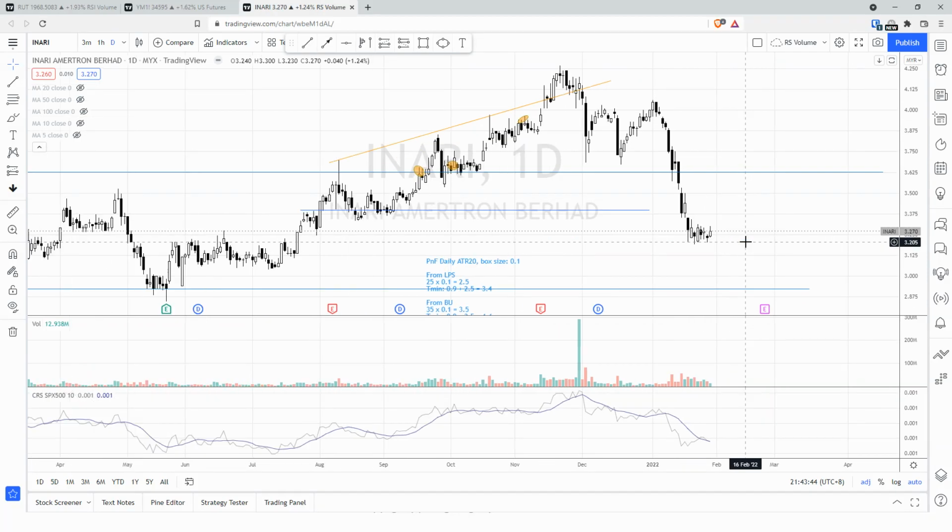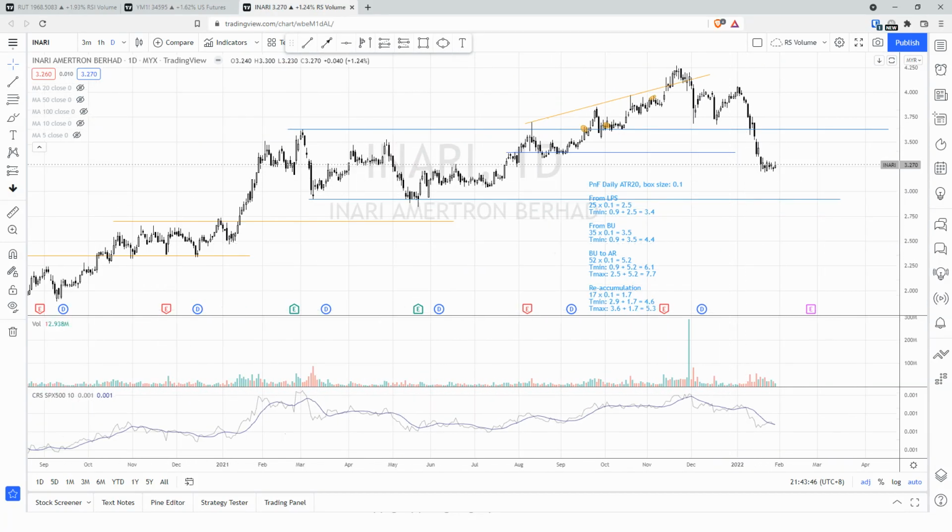Okay, so this is Inari. Certainly Inari already violated the structure. So we got a nice structure here. So I talk about Inari here and here as well. So quite a lot of times. That is accumulation structure until this point.